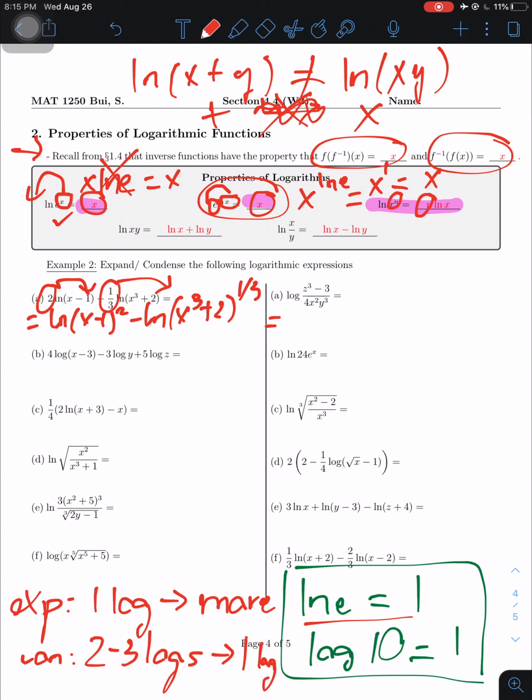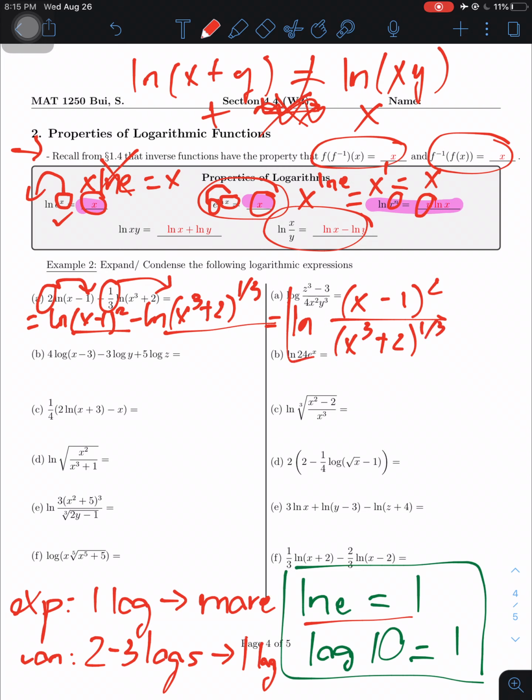And by subtraction, we're gonna do division, okay? So we have 2 logs on the subtraction. That means we have 1 log on the division or fraction. So whatever goes first in here is the top part. We're gonna write on top. And whatever goes second, that's the second part. X cubed plus 2 all to the 1/3. And that's it. So this is the answer for part A, okay? Again, if you have any questions, let me know.